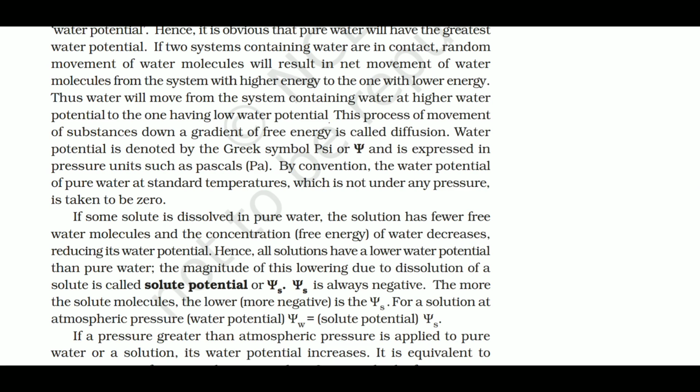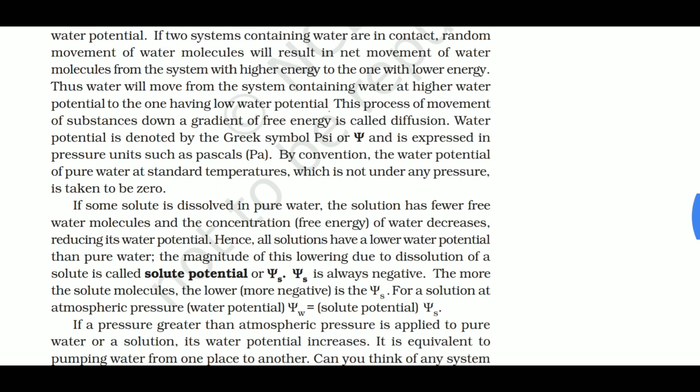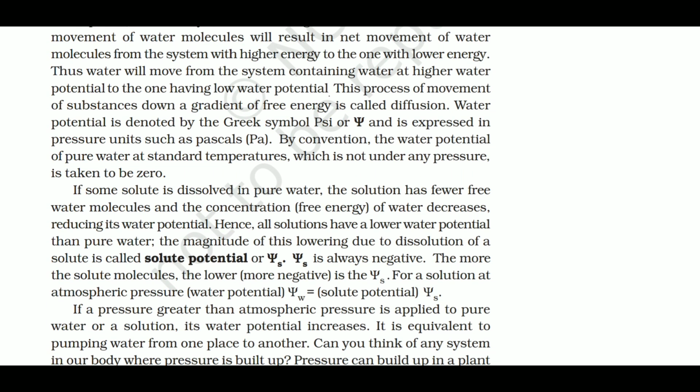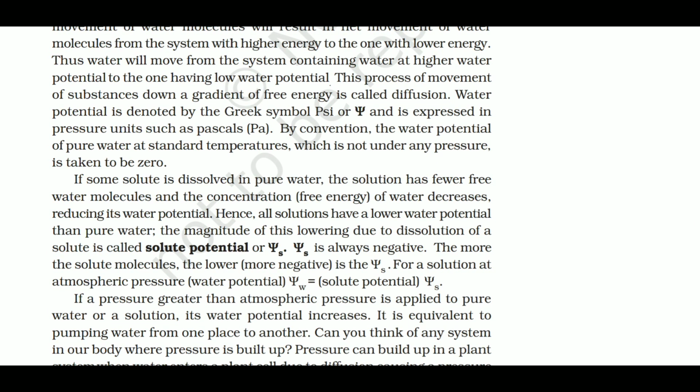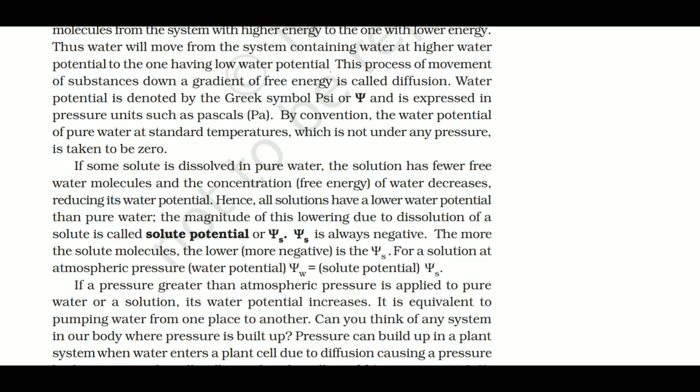If two systems containing water are in contact, the random movement of water molecules, here and there, will result in a net movement of water molecules from the system with high energy to the one with low energy. For example, if you have two forces in opposite directions, one of 10 newtons and one of 5 newtons, the resultant force is 10 minus 5 newtons. Likewise, the net force is the resultant of all the water molecules.